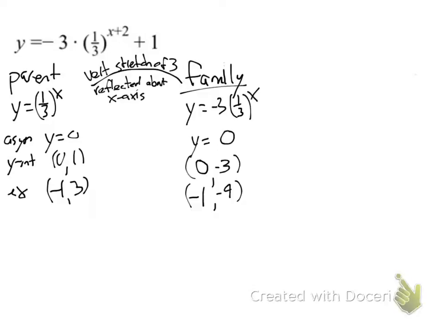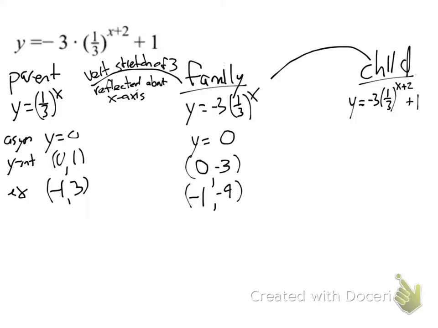And now I got to get to the child, right? Do we have two things going on for this one? Do we have an h and a k? Yes. And the equation is -3 times 1/3 x plus 2 plus 1.